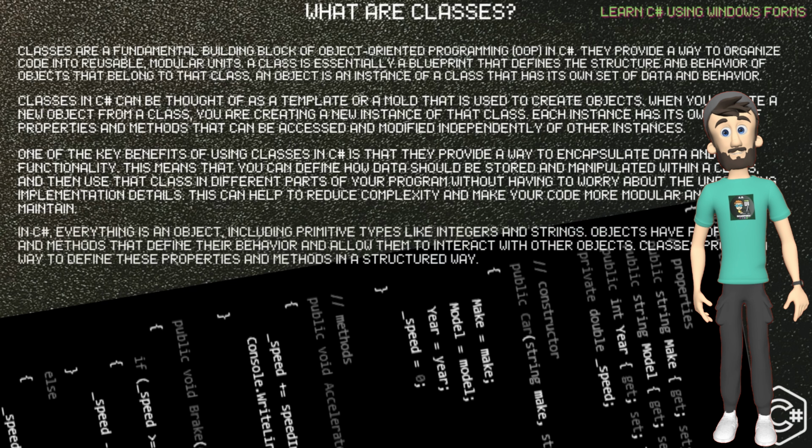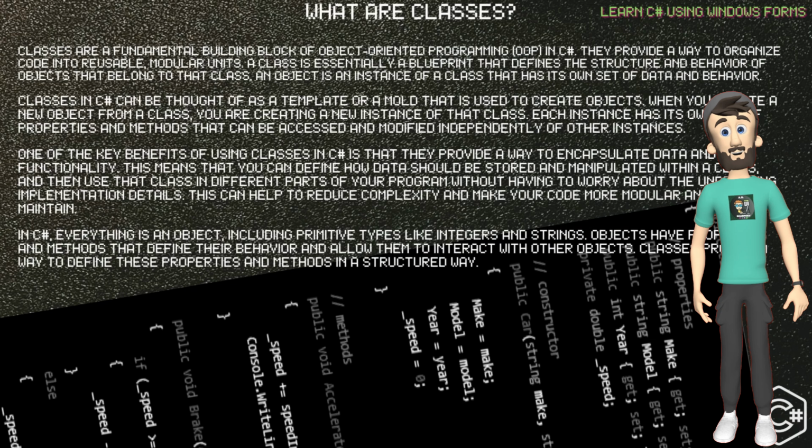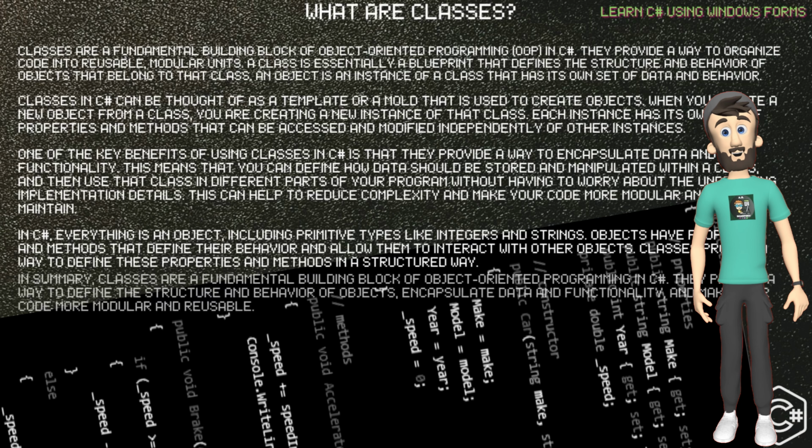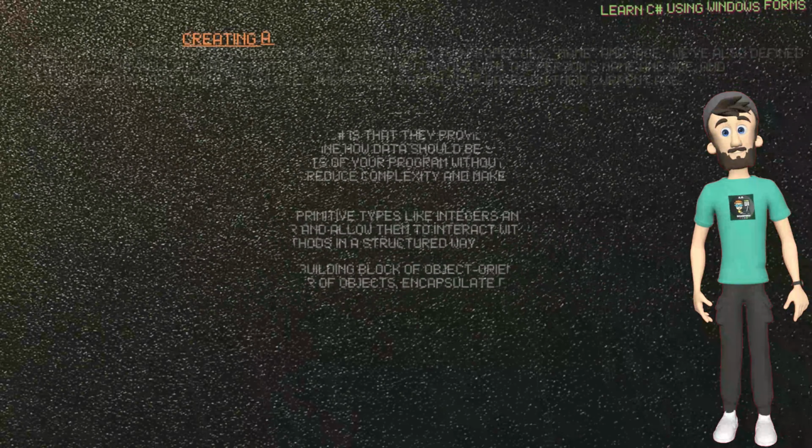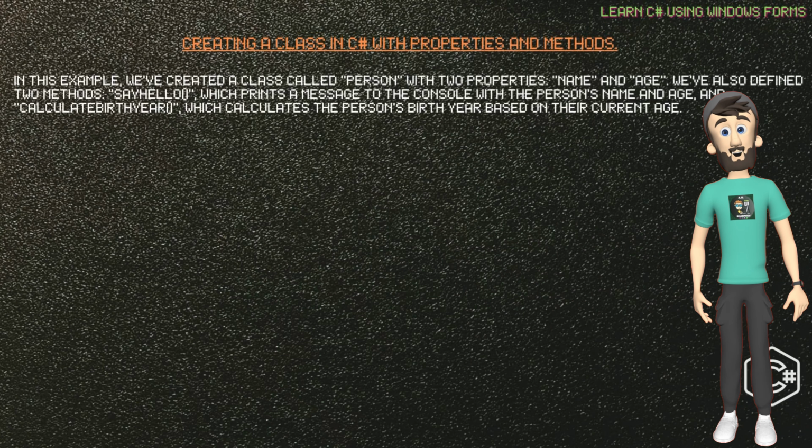In C#, everything is an object, including primitive types like integers and strings. Objects have properties and methods that define their behavior and allow them to interact with other objects. Classes provide a way to define these properties and methods in a structured way. In summary, classes are a fundamental building block of object-oriented programming in C#. They provide a way to define the structure and behavior of objects, encapsulate data and functionality, and make your code more modular and reusable.